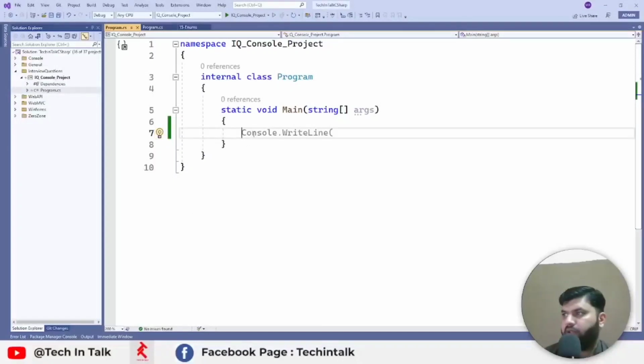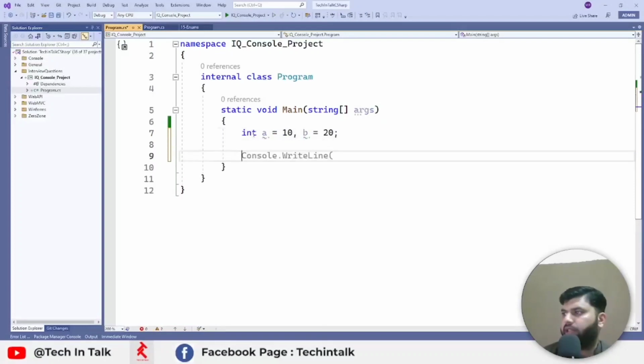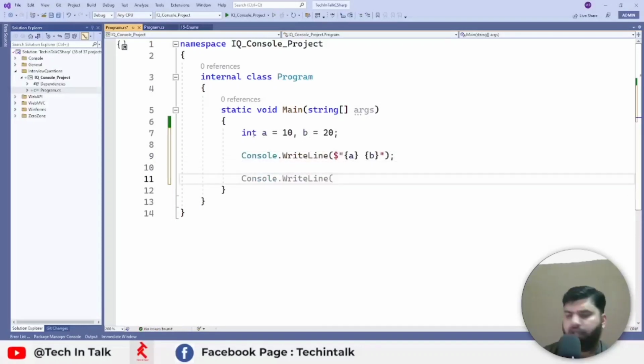In C Sharp, we can swap the values of two integers in two ways. First way is, before that, let's declare and assign the values of two integers. A was, let's say, 10 and B was 20. And next we need to do is, let's print out their current values.